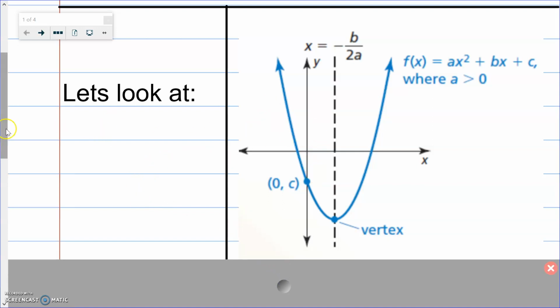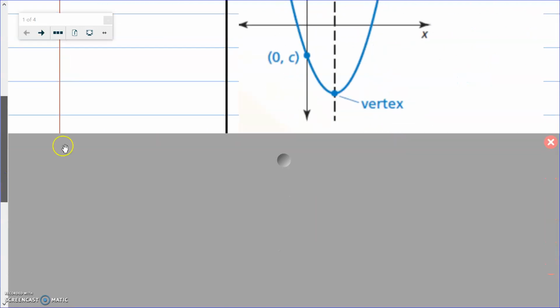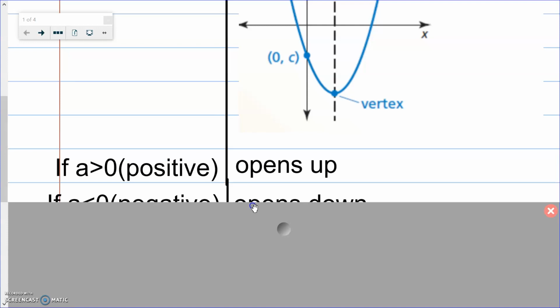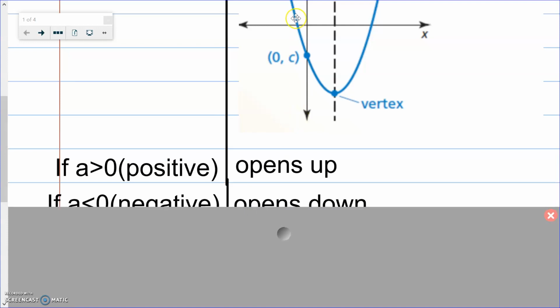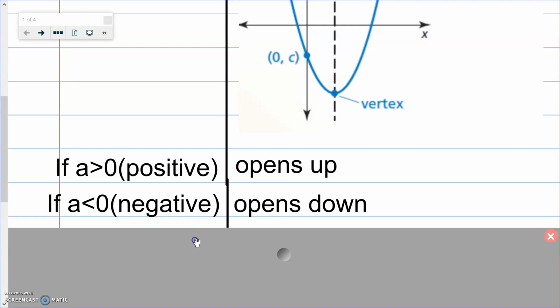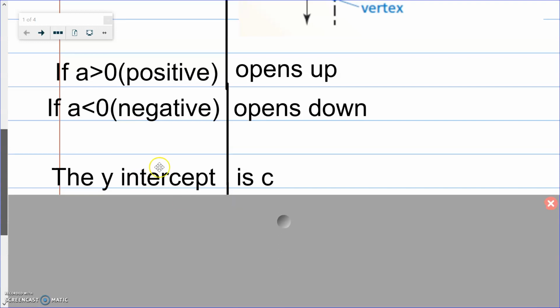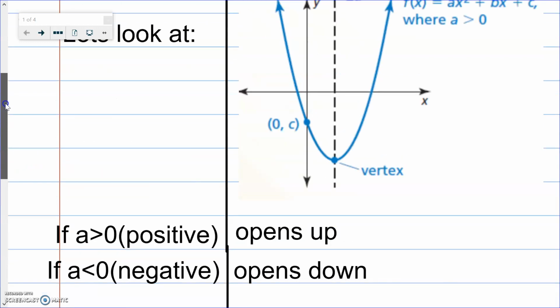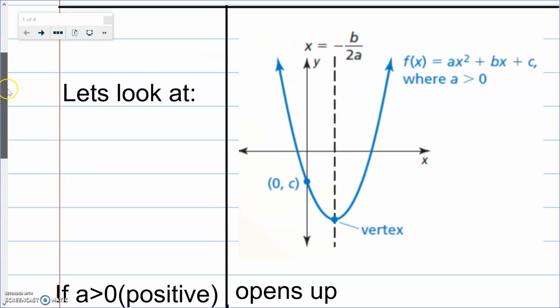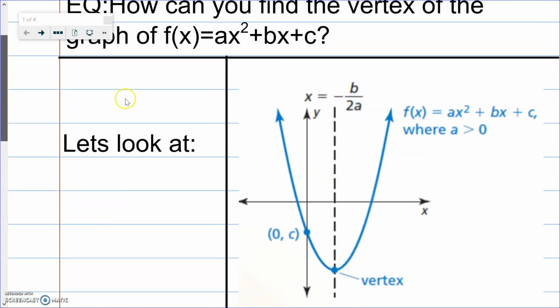I want you to sketch that. So from our function, if a is positive, it's always going to open up. If a is negative or less than 0, it's going to open down. The y-intercept is always going to be given to us from c, and it's always going to be 0 and whatever value we have for c. So we have to identify what number is here at c, and it'll be 0, c.